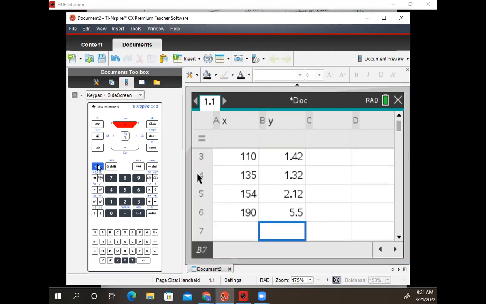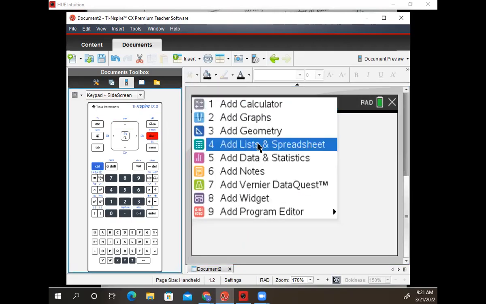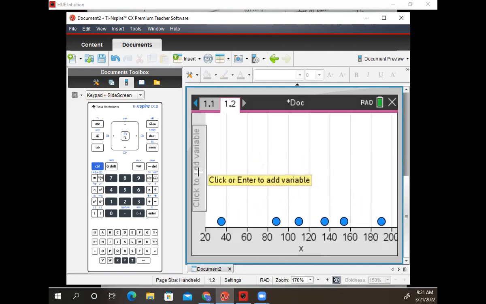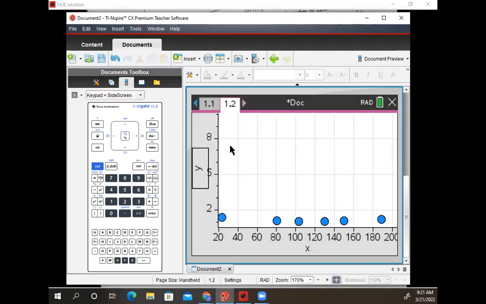Now I'm going to go ahead and do Control Doc to add a data and statistics page so I can get my scatter plot. Again, make sure you assign your variables. I've got to assign the X down here and the Y along the side. If you try to find a regression without assigning your variables, that option is going to be grayed out. You won't be able to do anything because it doesn't know what's on your X axis and what's on your Y axis.